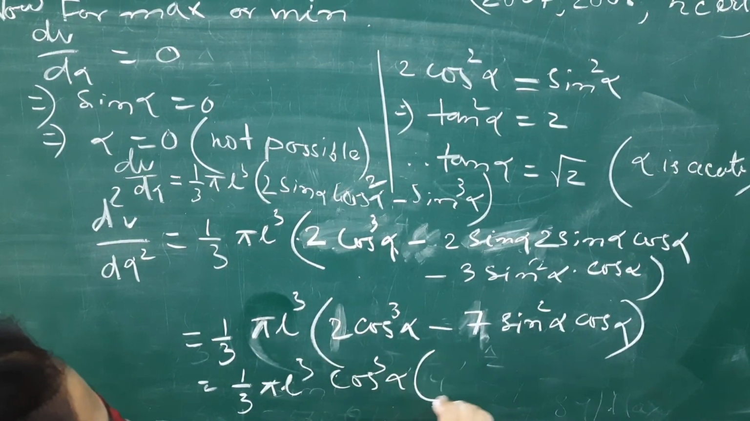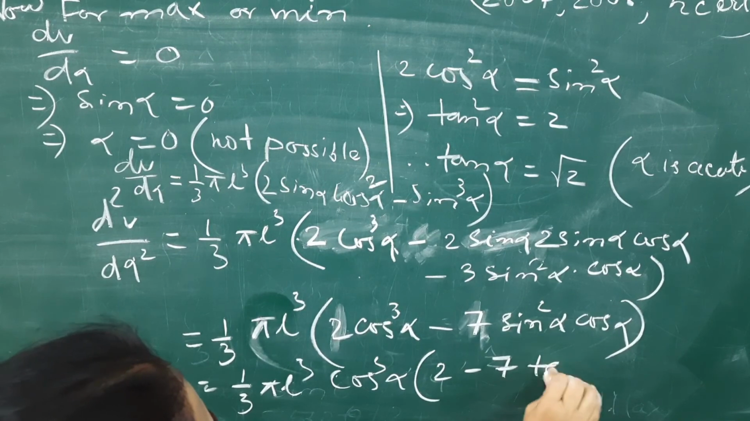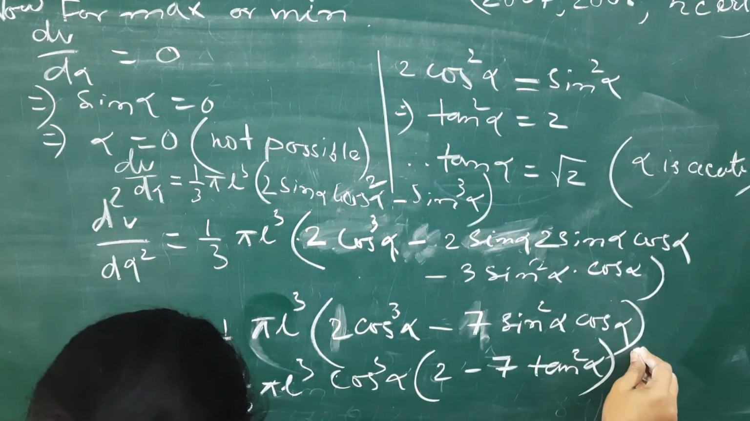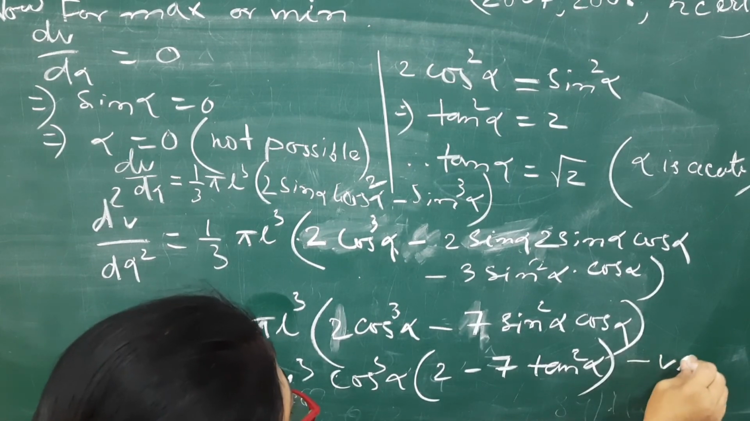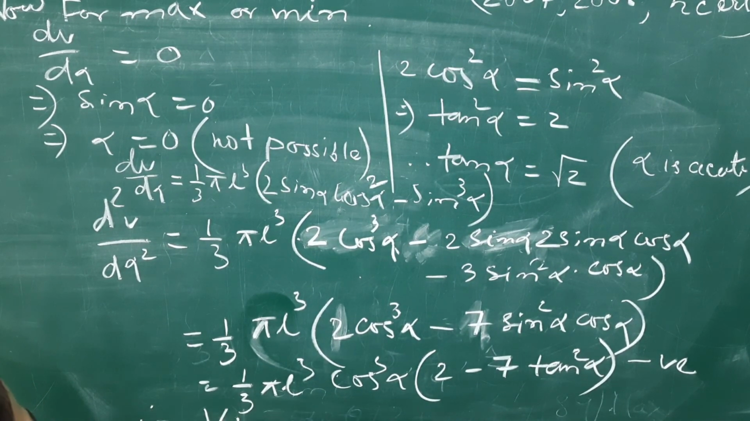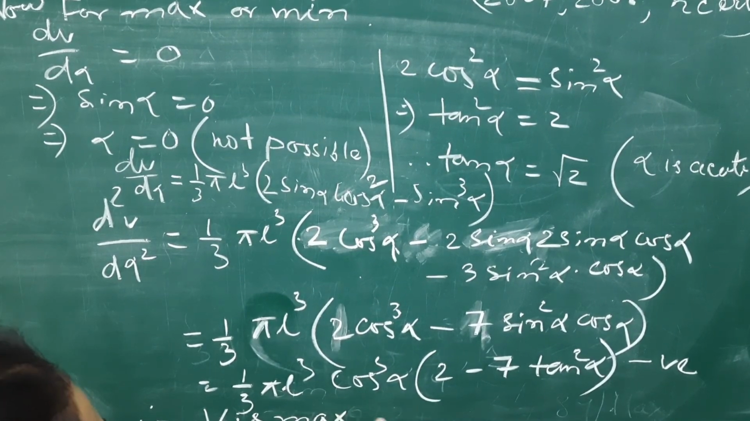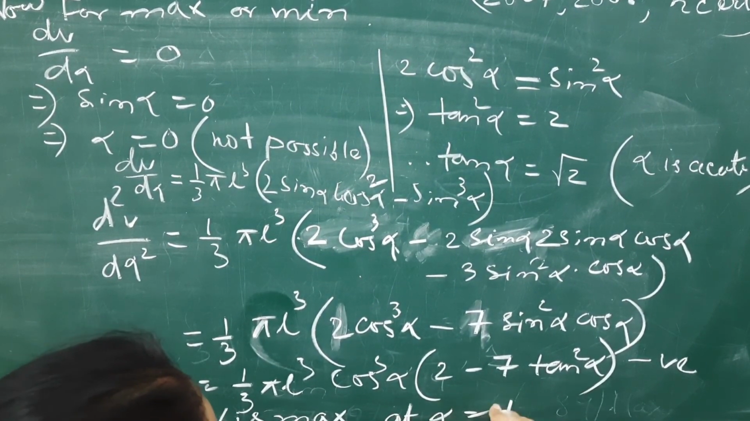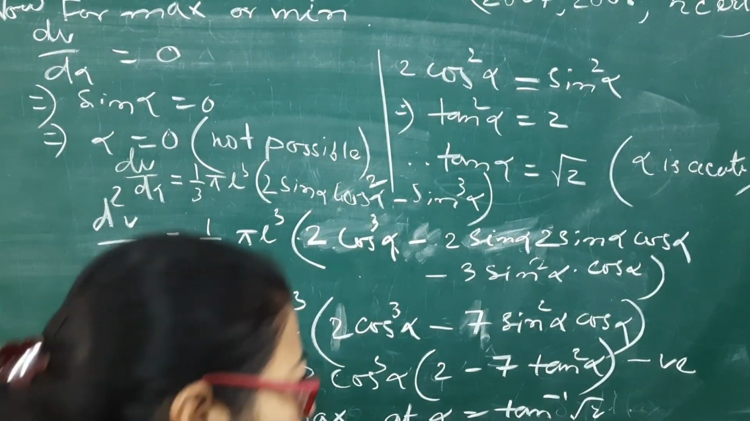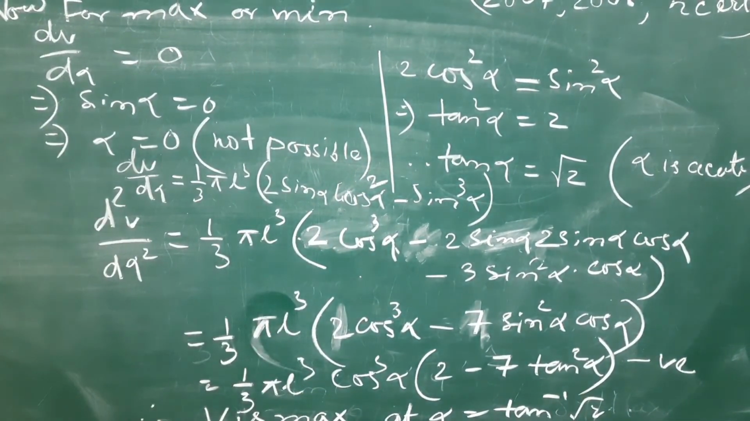Cos cube alpha common, 2 minus 7 tan square alpha. Okay, which is negative. Which is negative for alpha where tan alpha is equal to root 2. So V is maximum at alpha is equal to tan inverse root 2.